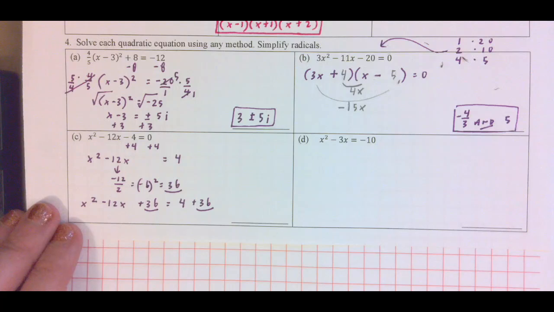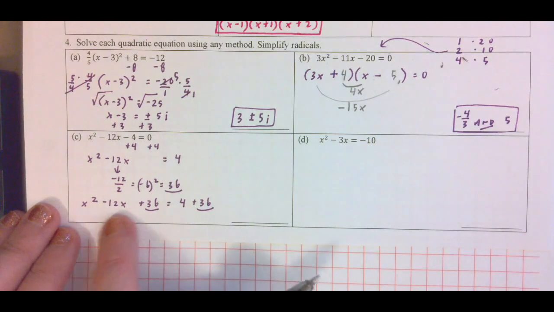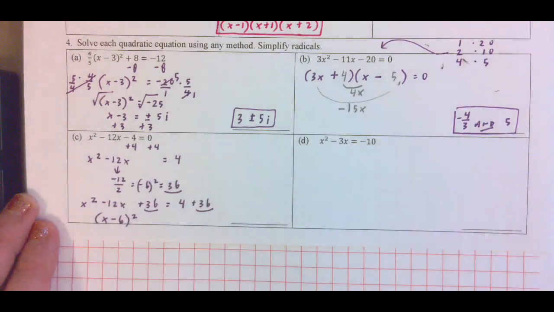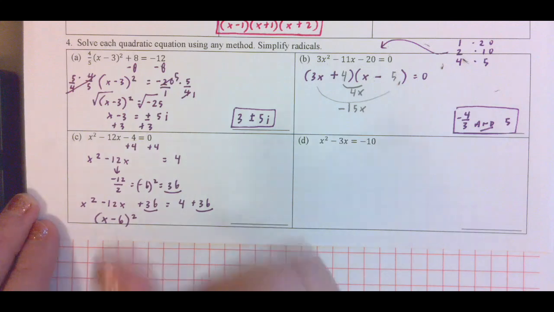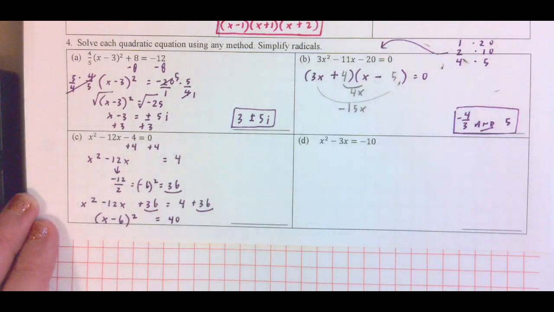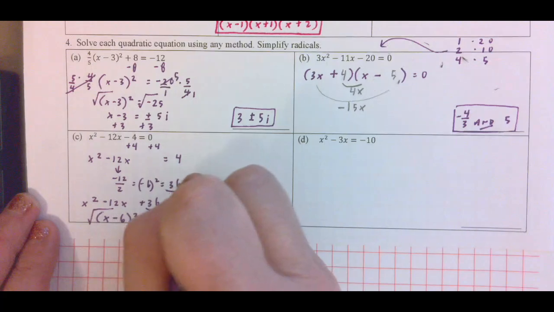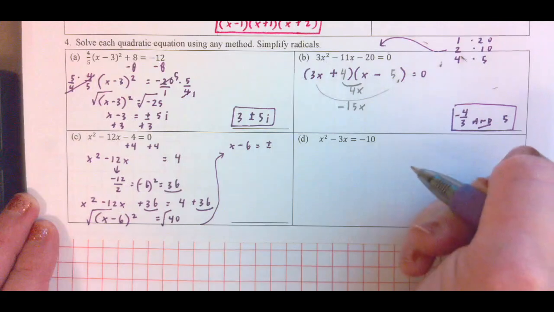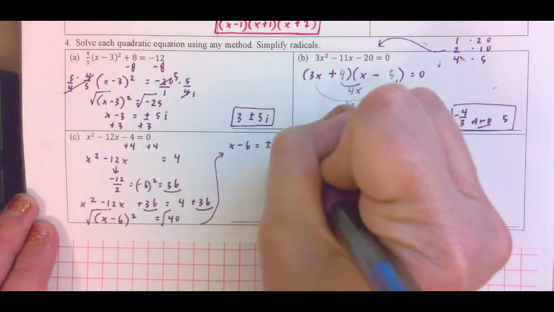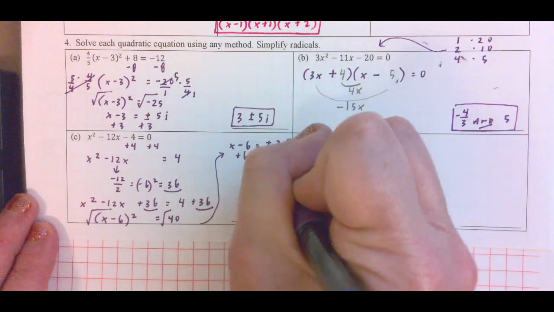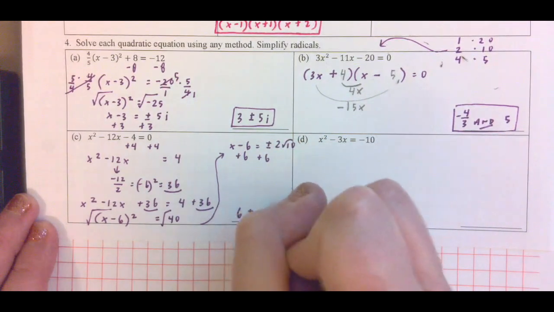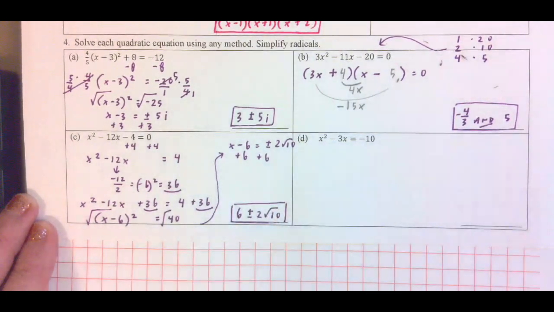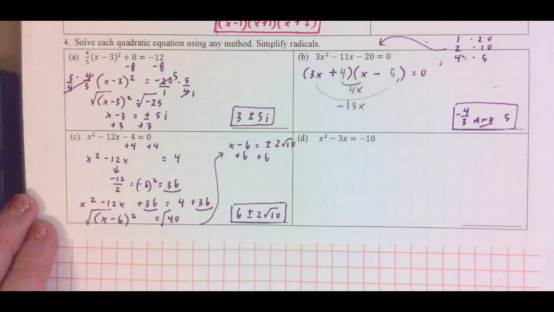What I add to one side, I always add to the other to balance it. This is a perfect square trinomial. It factors into a binomial squared, x minus 6 as a quantity squared, all equal to 40. Now I solve by taking the square root. So x minus 6 equals plus or minus, square root of 40 is 2 root 10. Add the 6. And I'll get that x equals 6 plus or minus 2 root 10. Final answer.